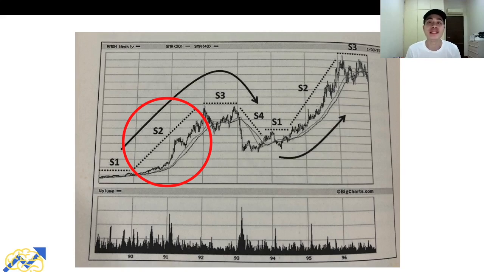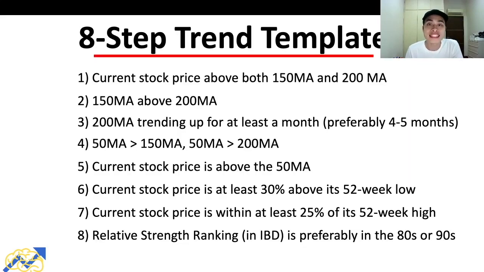This is where Mark Minervini's trend template comes into play. There are 8 steps to Mark Minervini's trend template. The first step is that he wants to see the current stock price above both the 150-day moving average and the 200-day moving average. And for the second step, Mark Minervini wants to see the 150-day moving average above the 200-day moving average. And for the third step, the 200-day moving average to be trending up for at least a month, preferably 4 to 5 months.